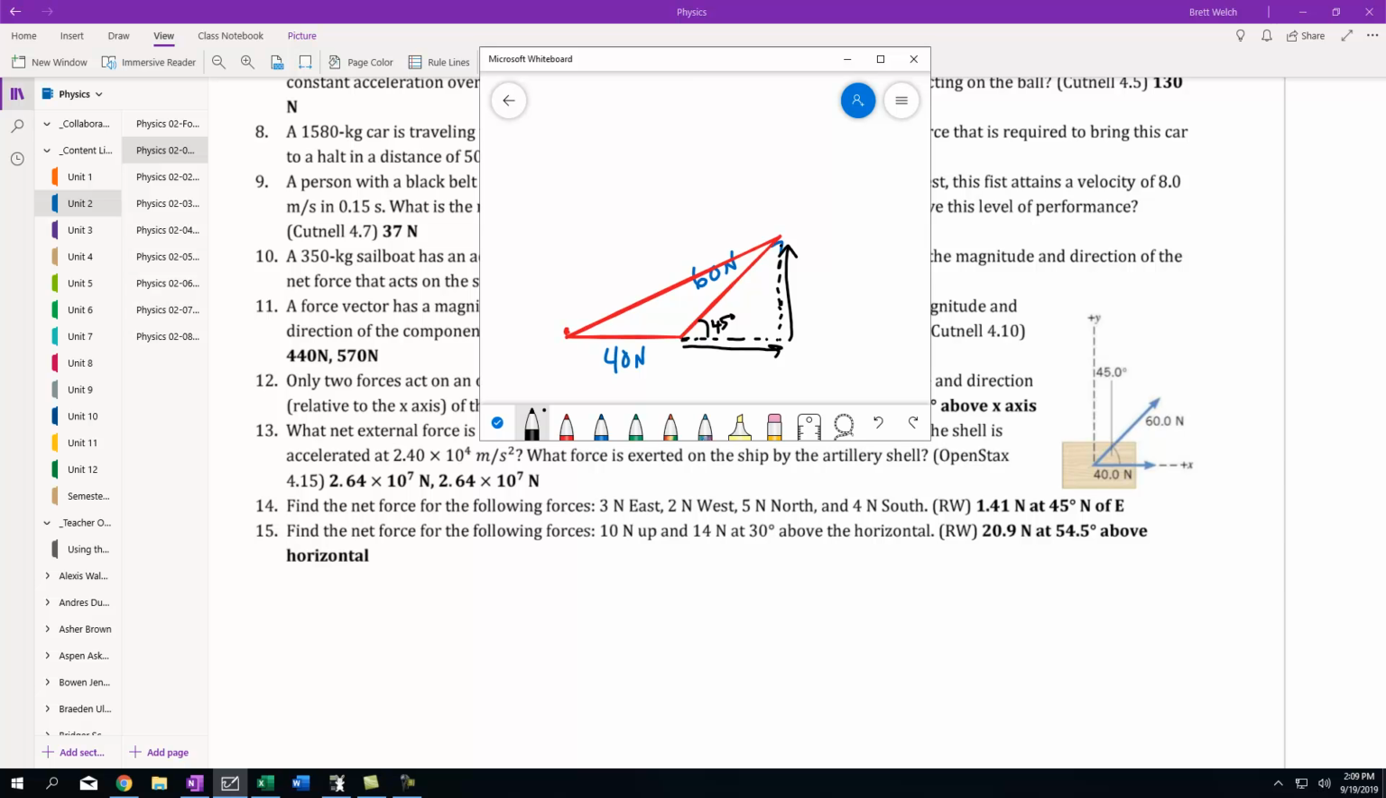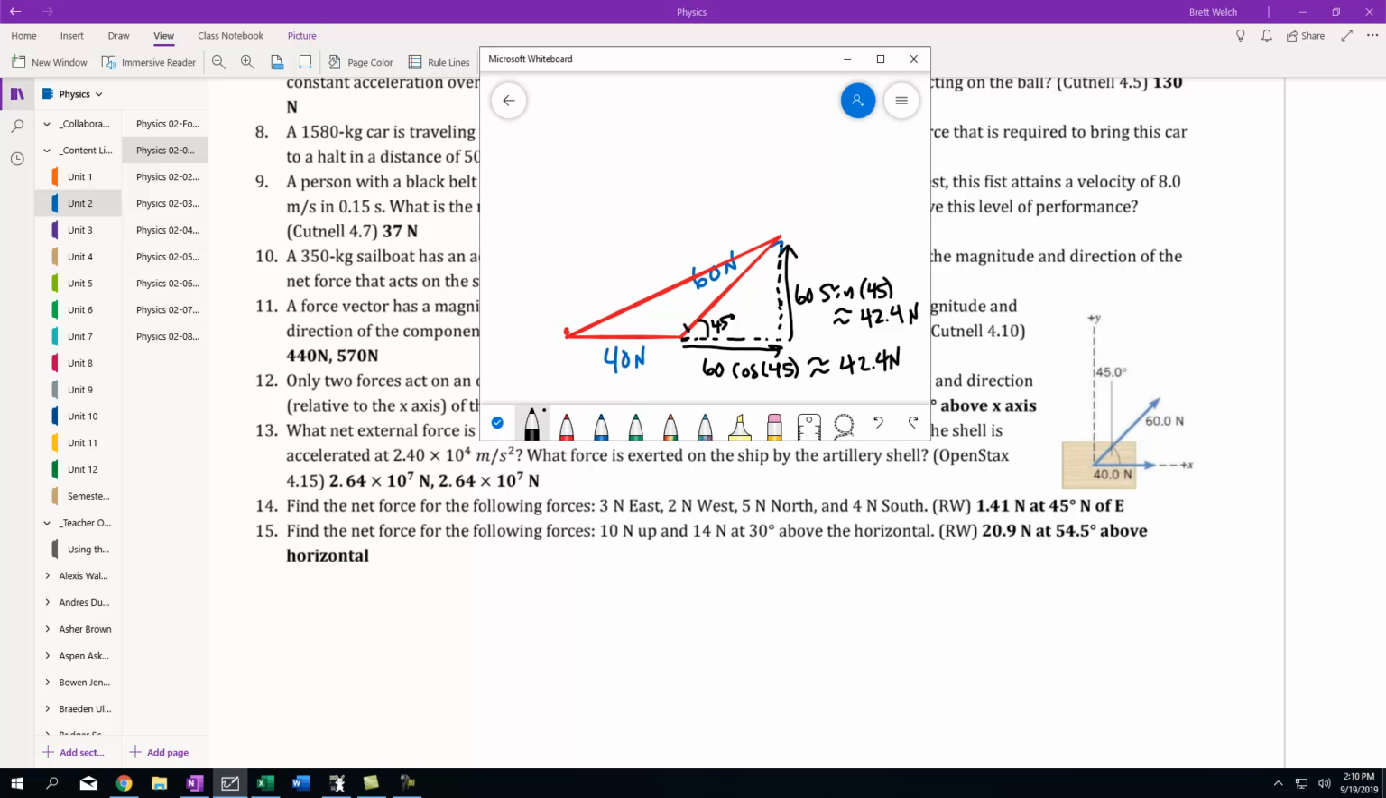Well, we know that the x component is always the hypotenuse, 60, times the cosine of the angle, and that the y component is always 60, or the hypotenuse, times the sine of the angle. Okay, so we have those two values. We can throw them in the calculator. I'm not going to bore you with the details of the calculator. These both come out to 42.4 newtons.